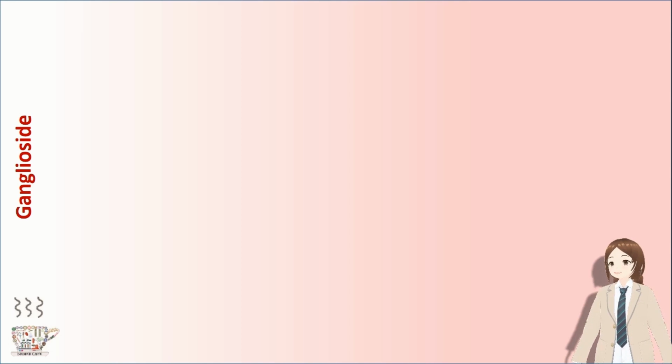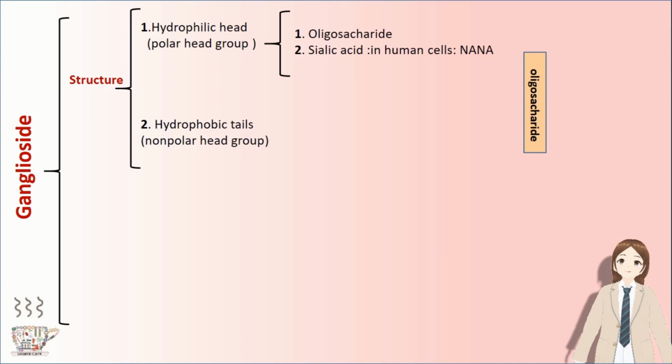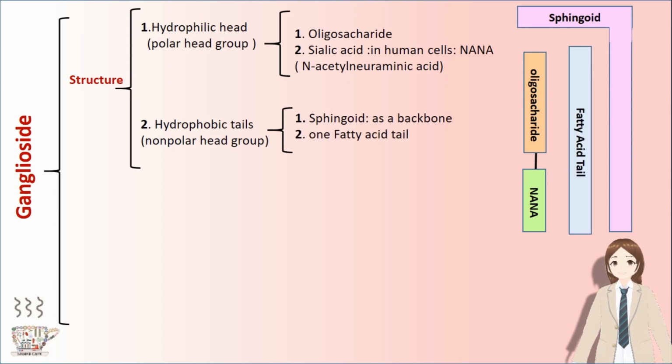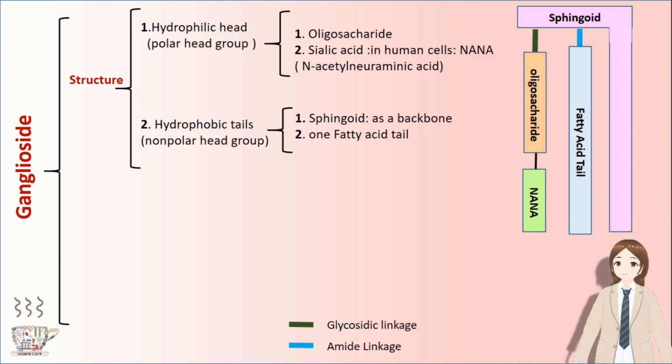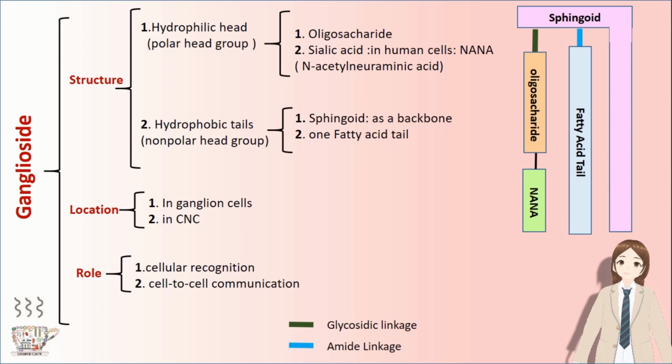The second subtype of glycosphingolipids is ganglioside. They are complex and contain oligosaccharide with one or more sialic acid, and a sphingolipid and one fatty acid tail as non-polar head group. It is located in ganglion cells and in CNS. It plays a role in cellular recognition and cell-to-cell communication.